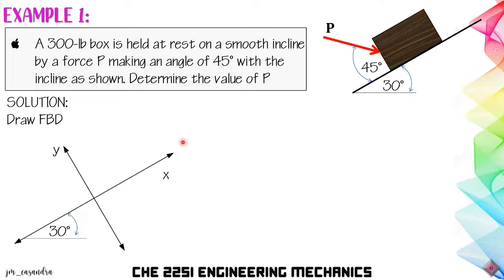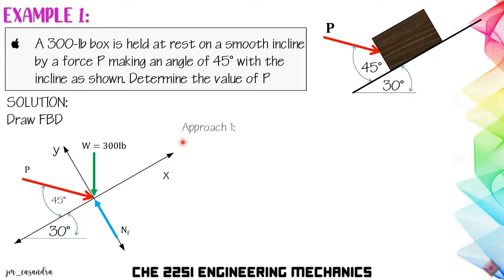The forces acting on our body are the applied force P, at 45 degrees from the x-axis or the incline, and the weight directed vertically down, equal to 300 pounds. Since our incline is a smooth surface, we will not have a friction force. We will only have a normal force, which is directed toward our contact surface. So we have two approaches for this problem.